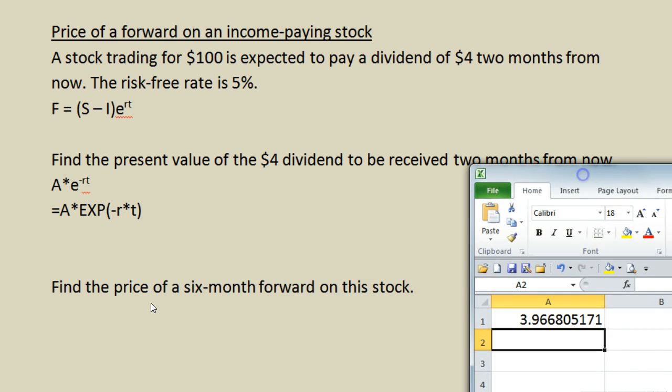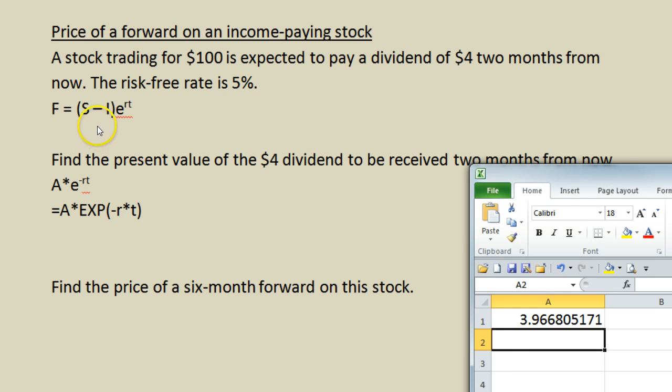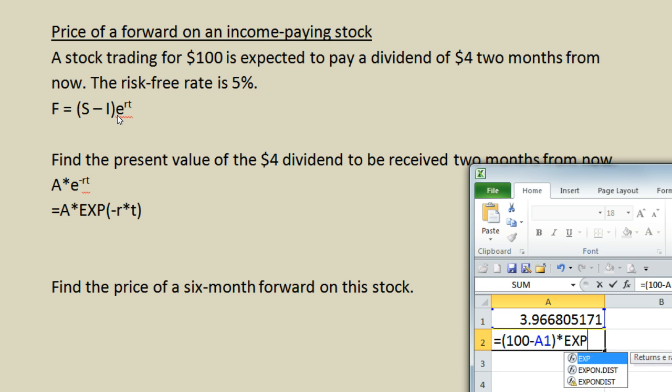The next part here says find the price of a 6-month forward on this stock, and this is where the equation comes in, which says that we have to take, first of all, equals the stock price 100 minus the present value of this dividend we're not going to get. I'm just going to click there. If you want to put minus 3.97, you can. You'll get a bit of a rounding error doing that. Close parentheses.